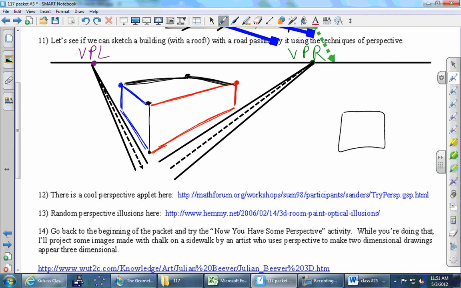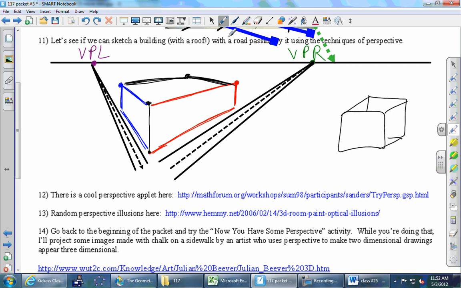Like what if I drew a building? I said, okay, here's my building. Is it in correct perspective? How could you tell? You need to see if there's vanishing points. That's what you need to do, right? So how do you tell if there's vanishing points?